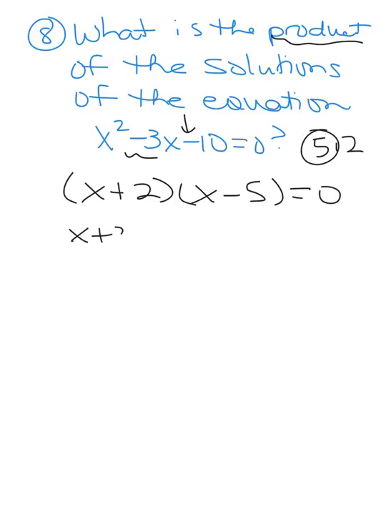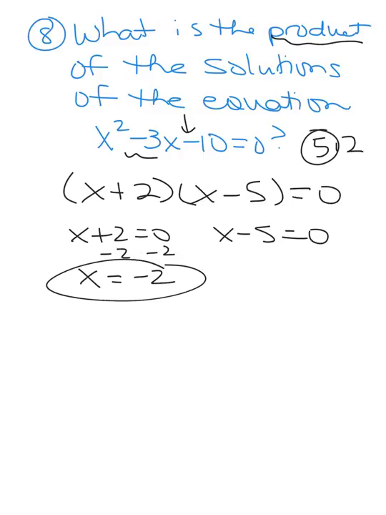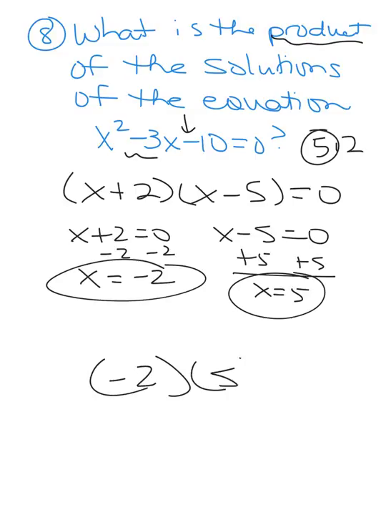So I have x plus 2 is equal to 0, and x minus 5 is equal to 0. So x is equal to negative 2. I'll subtract 2 from both sides. And I also know that x is going to equal 5. Now in this case I'm not done. If I go back to the problem, it says what is the product of the solutions? So I know I need to multiply, so I have negative 2 times 5, which will give me negative 10, which is the product of the solutions of the given equation.